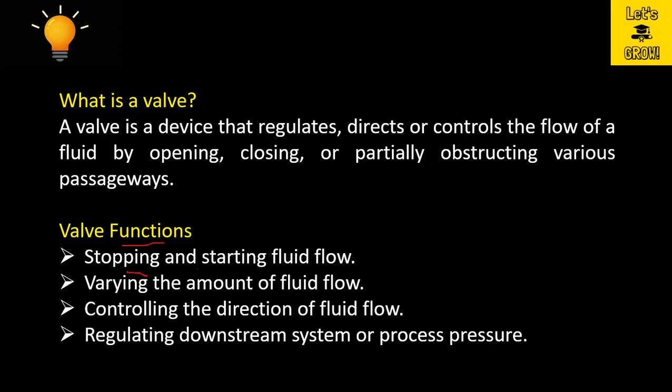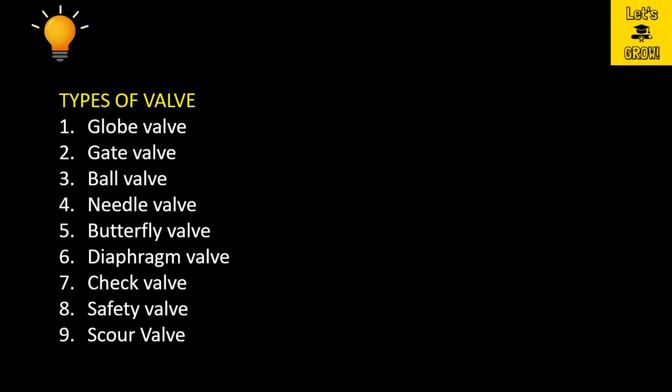A valve stops or starts the fluid flow, correct? With the help of a valve we can start or stop the flow of fluid. We can vary the amount of fluid flow. We can control the discharge. We can control the direction of fluid flow as well, and we can regulate the downstream system or process pressure, correct?